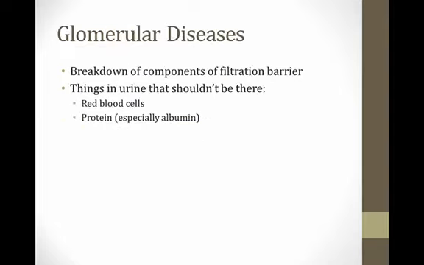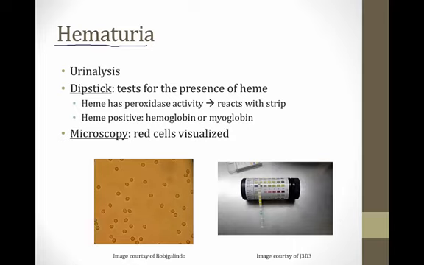So now let's talk about the different types of things that happen to patients with glomerular diseases. On a fundamental level, all these diseases cause breakdown of the filtration barrier. So things that shouldn't be in the urine get there, like red cells and protein, especially albumin. So hematuria, or red blood cells in the urine, are a common finding in many forms of glomerular disease, and hematuria is detected by urinalysis.